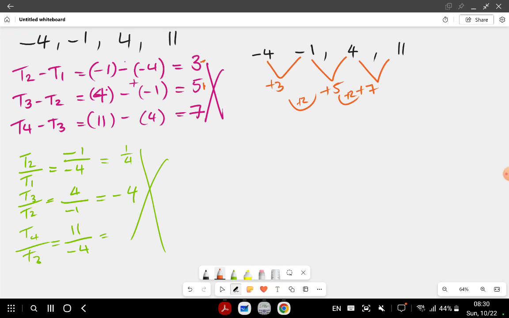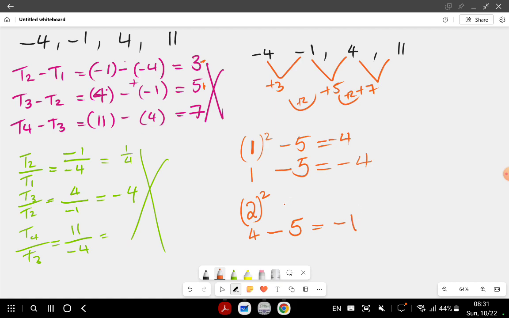Instead of using the value, I'm going to use the position. In position number 1, if I take position number 1 and I square it, I'm going to literally get 1. What do I do to 1 to get to negative 4? 1 minus 5 equals negative 4. Okay, so 1 squared minus 5 equals negative 4. Let's repeat it with position number 2. If I square position number 2, I get 4. 4 minus 5 gives me negative 1. And that's what I want, negative 1.